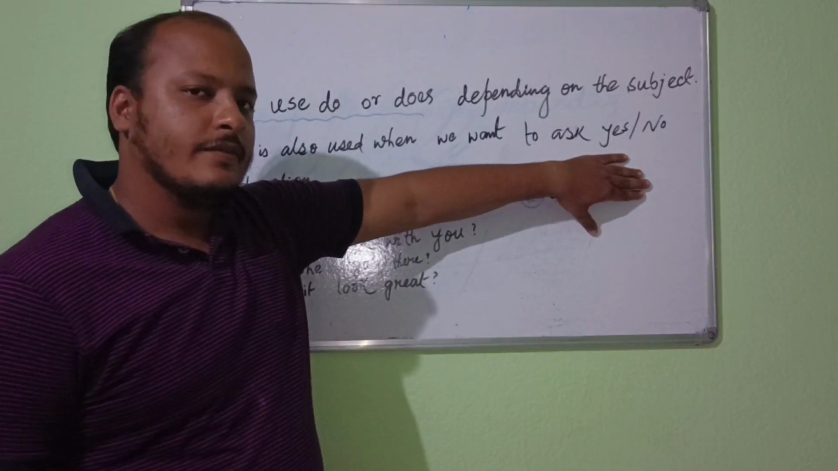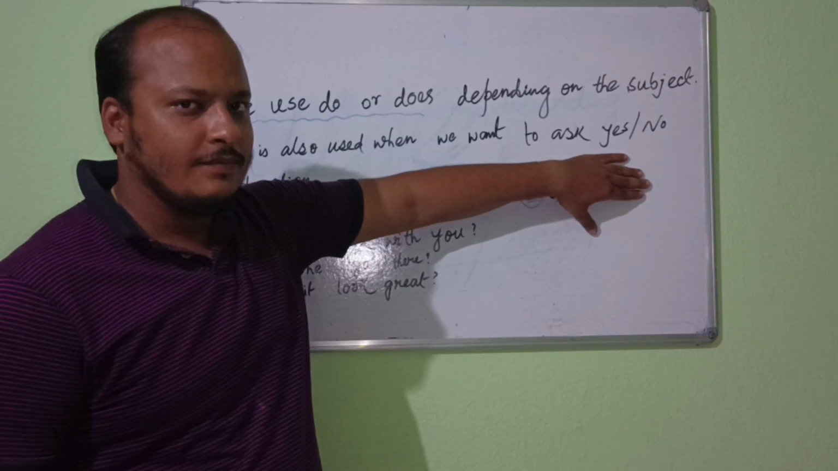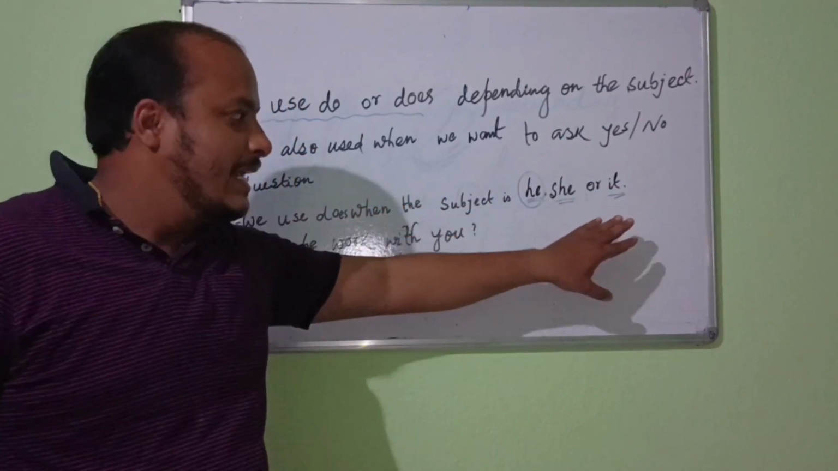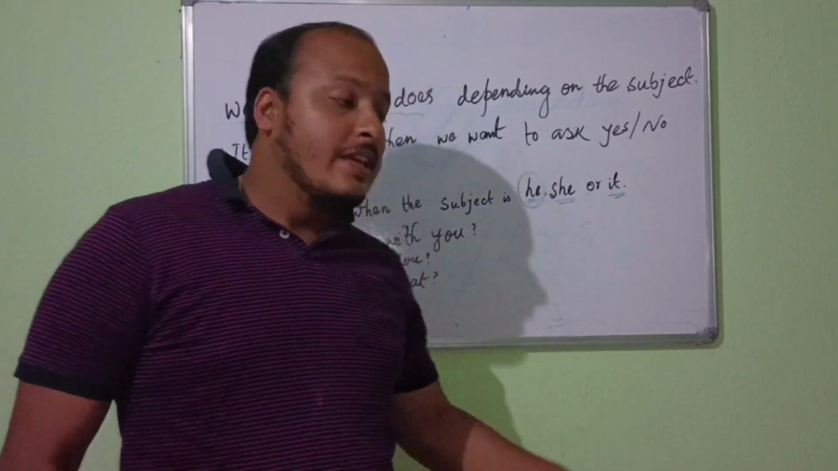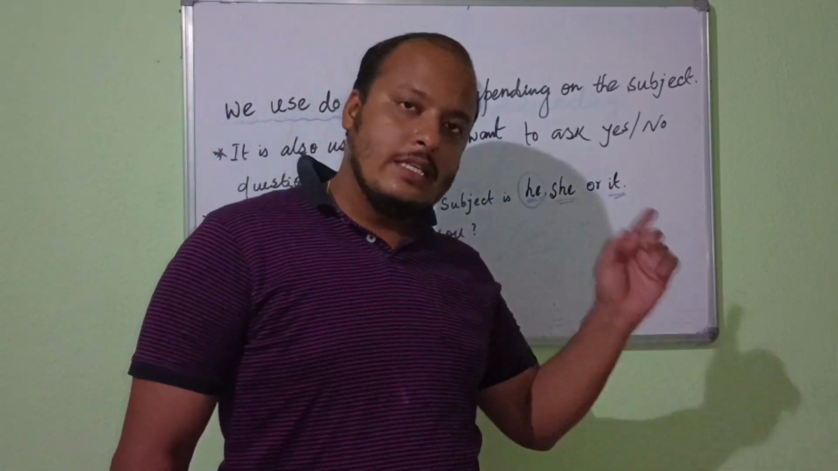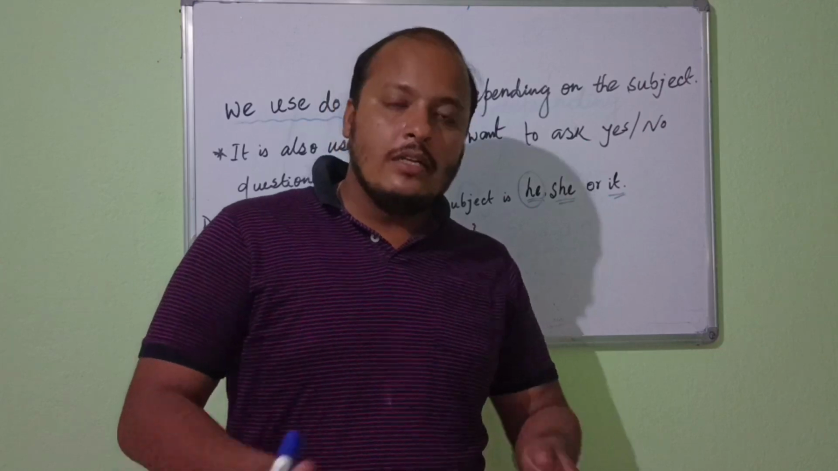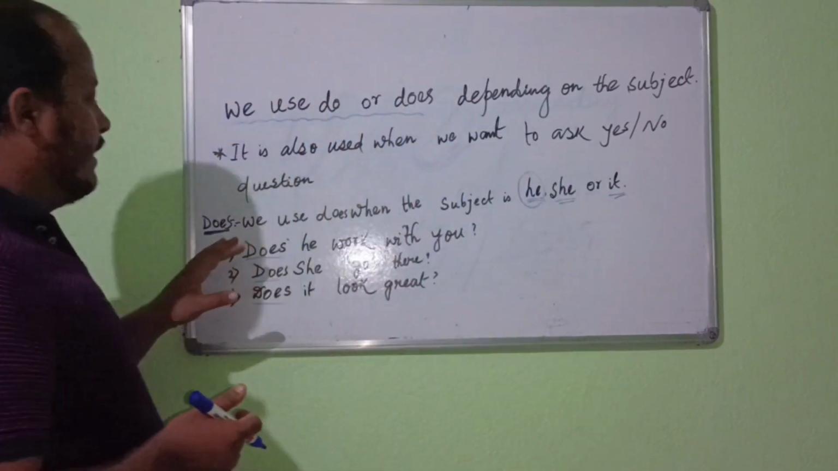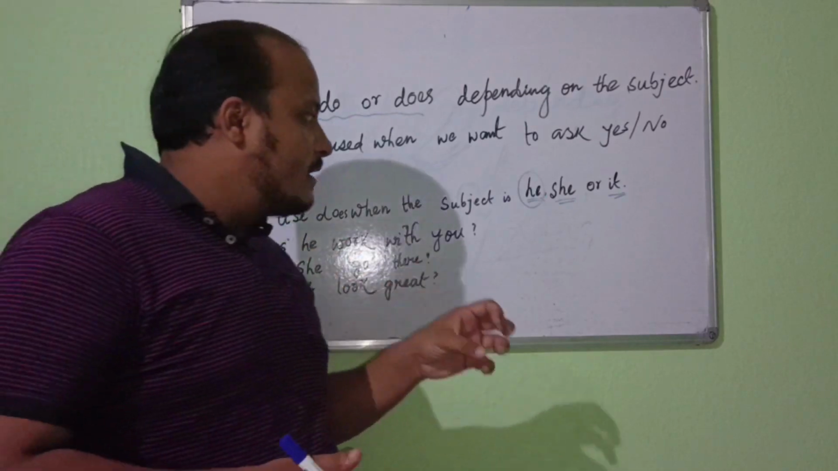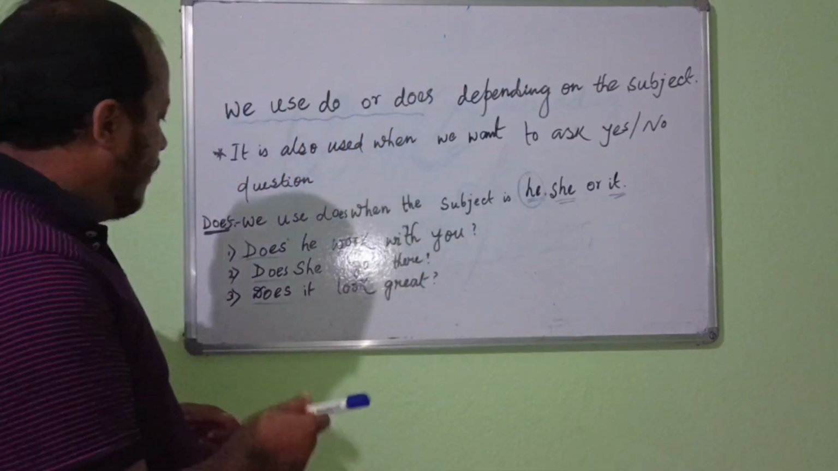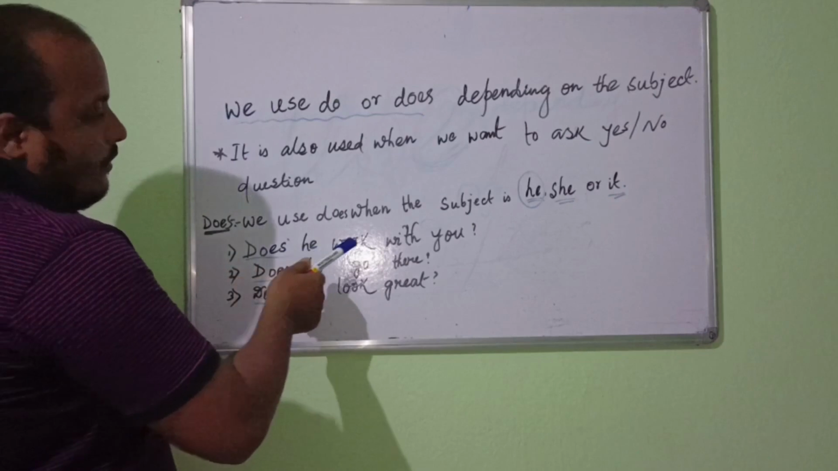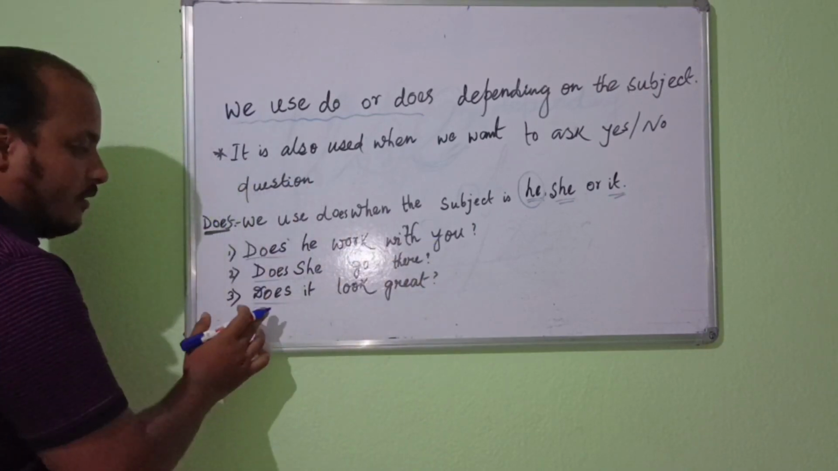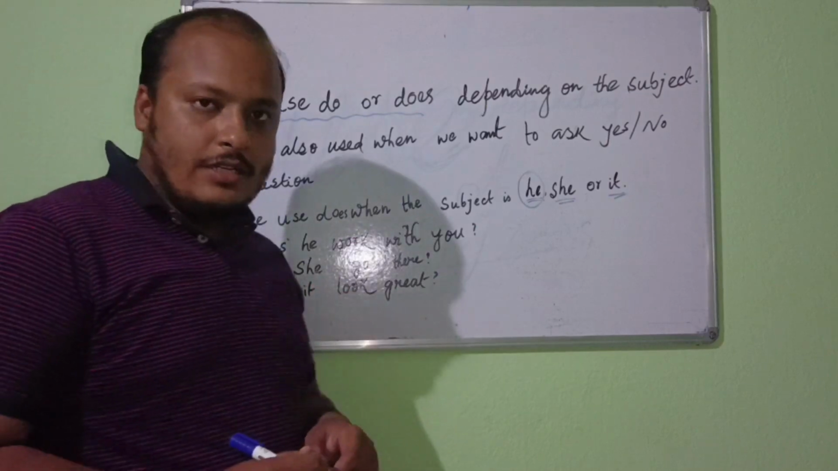Do you know what this is? Do you know these words? He, she, it. Yes. He is the third person singular number. She is also the third person singular number. But here we are describing the use of does. Here you can see we use does when the subject is he, she or it. The first example is does he work with you? The second example is does he go there? And the third one is does it look great?